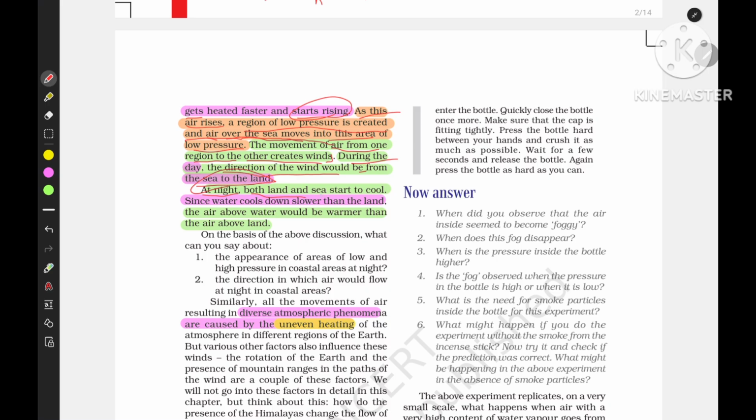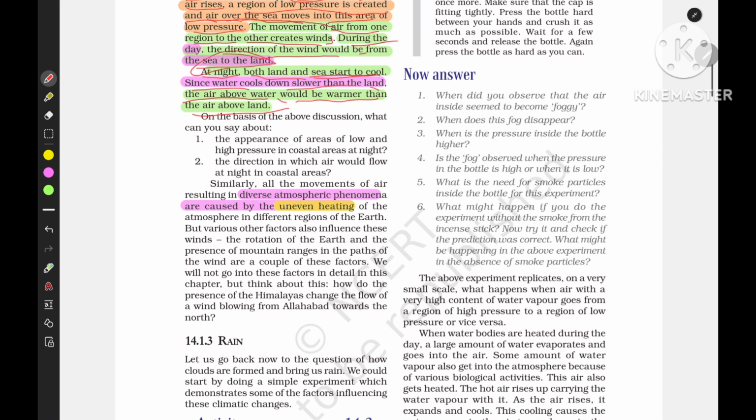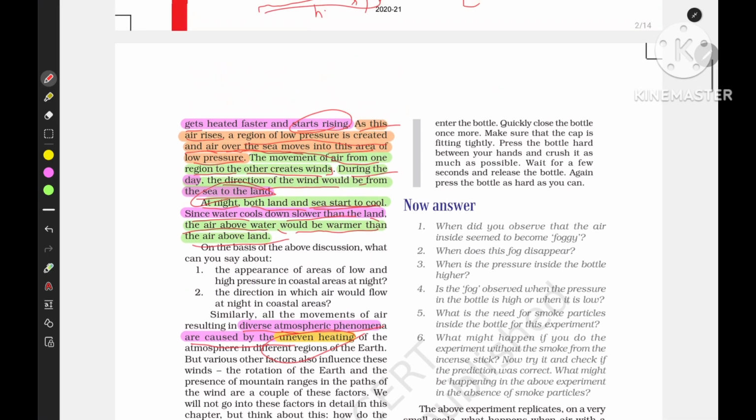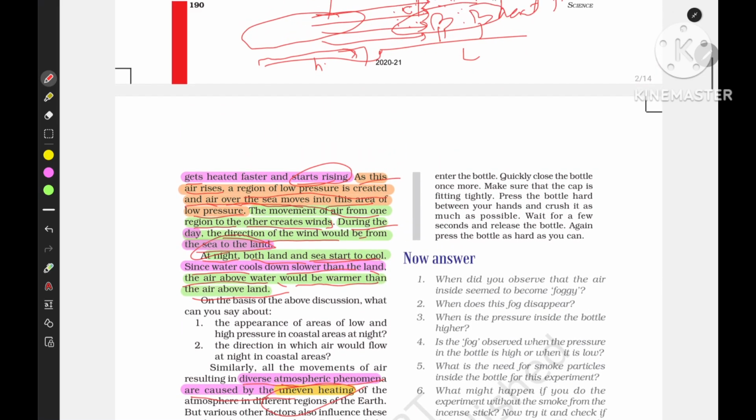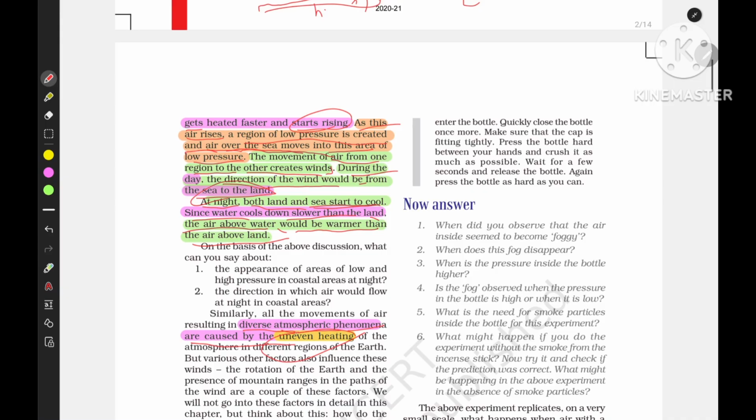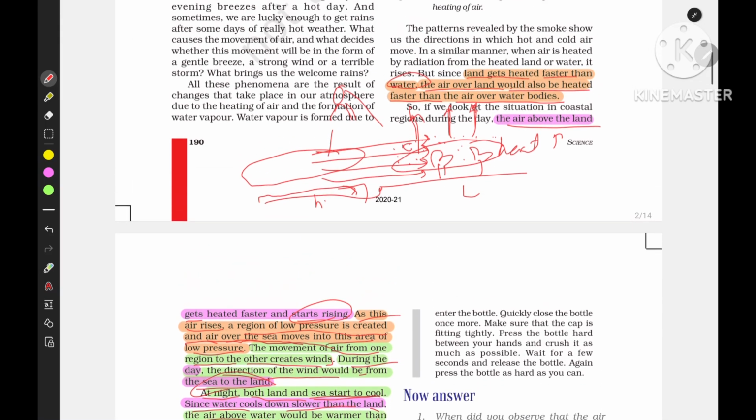At night, both the land and water start to cool. Since the water cools down slower than the land, the air above the water would be warmer than the air above the land. So diverse atmospheric phenomena are caused by the uneven heating. This is the uneven heating creating the winds in the day.